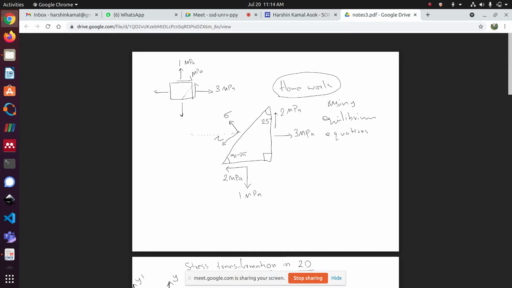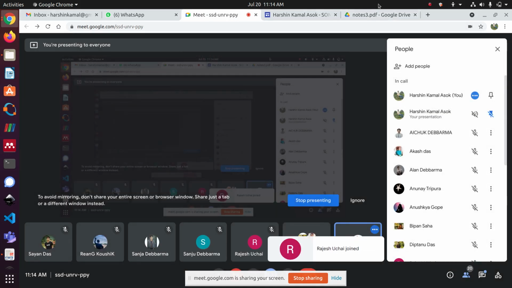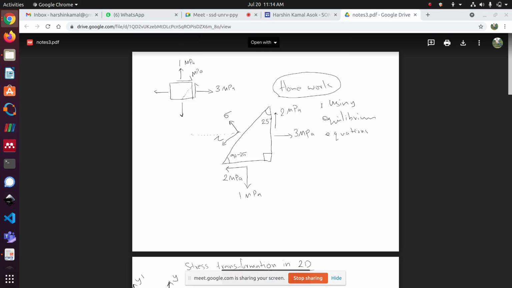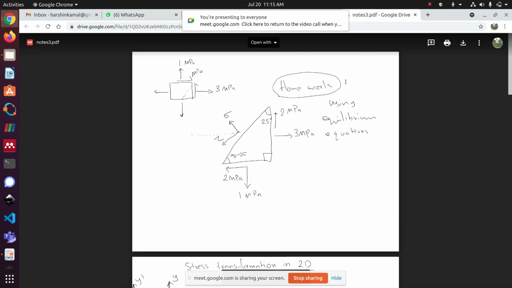So first I gave you a problem as a homework. I hope you solve this problem. I gave you this problem because we are going to discuss a technique using which we are going to solve this type of problems. So we have a state of stress here, given a state of stress in 2D, and I wanted you to calculate the stress tensor for a different orientation of the coordinate.